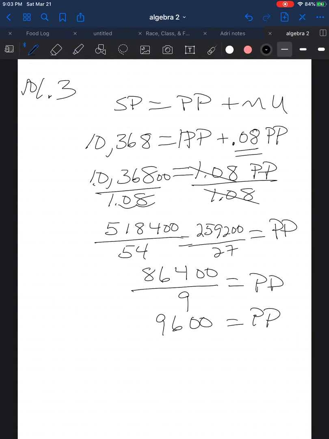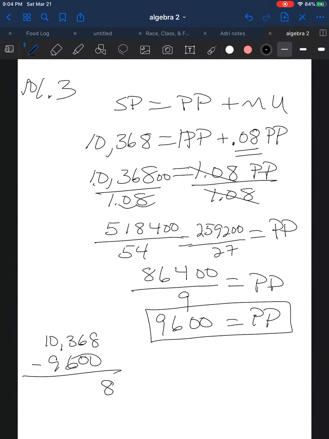Like I said, I know you guys have calculators, so you'll just take 10,368 divided by 1.08. That's fine, but since I don't have a calculator, I just do it like this. So the purchase price was $9,600. What was the purchase price? It doesn't ask what the markup is, but if we needed the markup, we would take the selling price and subtract the purchase price from it. And the markup was $768, which really is unreasonable.